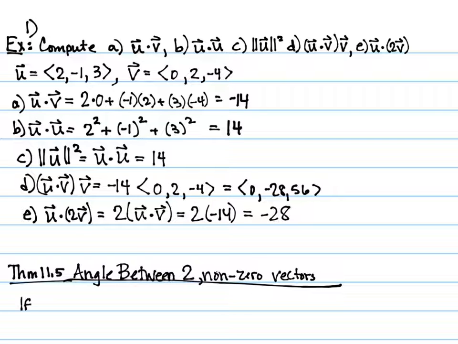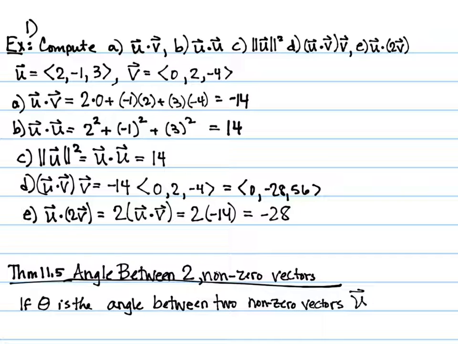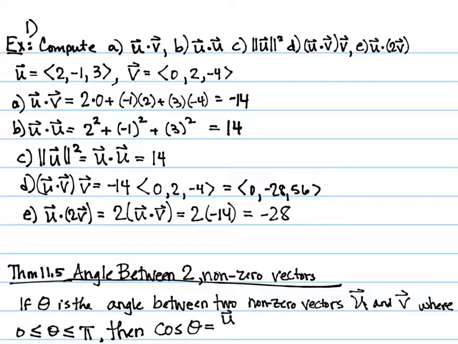And it says the following. If theta is the angle between two non-zero vectors u and v, where theta is between 0 and pi, then the cosine of theta equals u dot v over the magnitude of u times the magnitude of v.